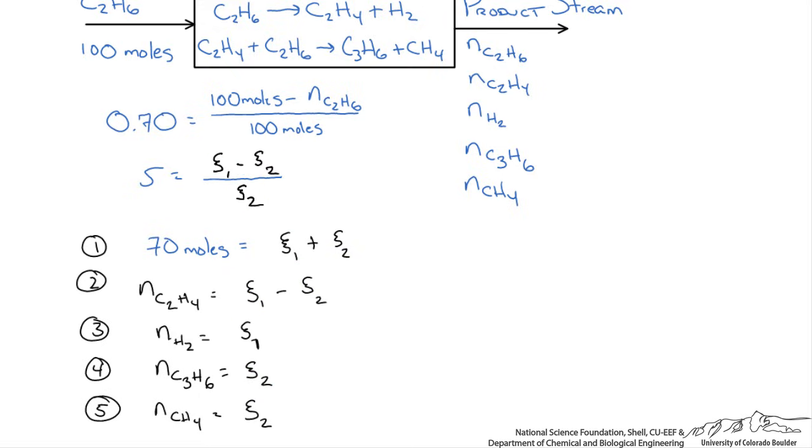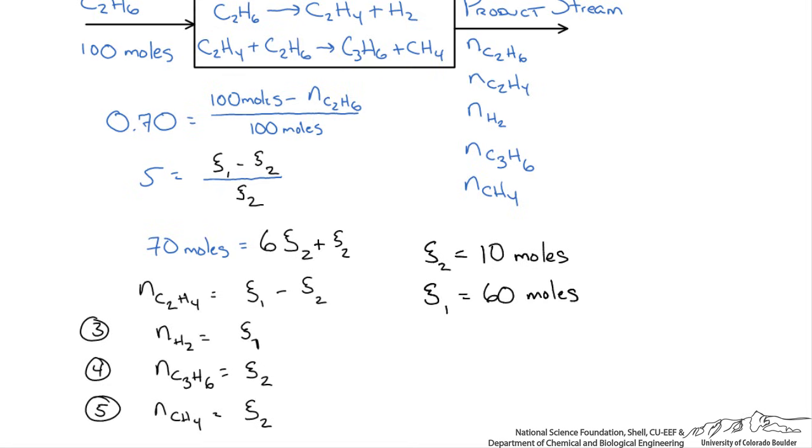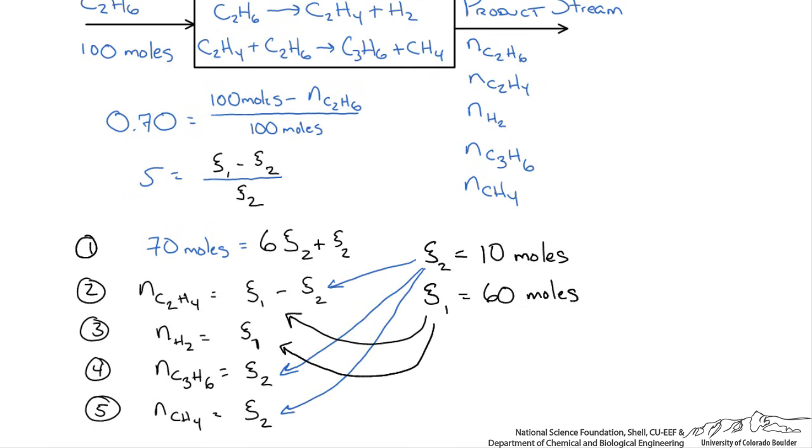Now we could use that equation to have a relationship between the extent of reaction 1 and the extent of reaction 2. And we can see that the extent of reaction 1 is equal to 6 times that of reaction 2. We're going to plug this information into equation 1. Solve for the extent of reaction 2 equaling 10 moles. And using what we had before, extent of reaction 1 is equal to 60 moles. So we've solved for both our extents of reaction, and we can plug that information into our 5 equations you see here. So now we could solve for all of our unknowns.